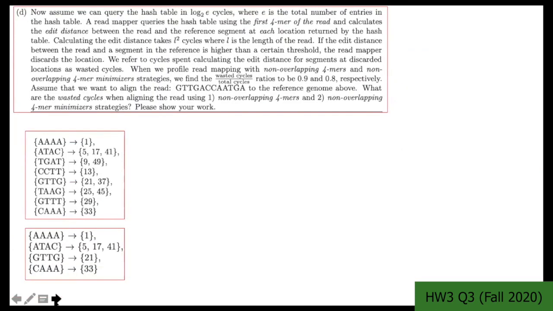Okay, now let's go to the 4th point, and it's the last point in this question. Here, we assume we can query the hash table in this much number of cycles, where E is the total number of entries in the hash table. Okay, and now a read mapper queries the hash table using the first k-mer of the read. So assume that we already calculated the hash table using the solution for point A and B. Now we would like to query this hash table.